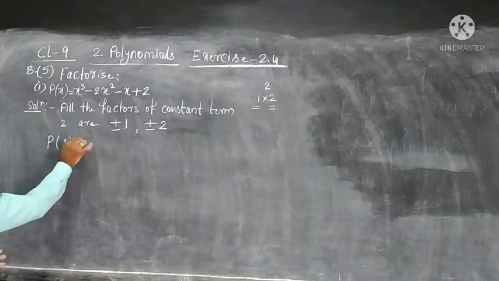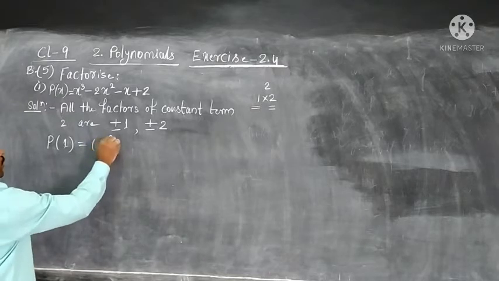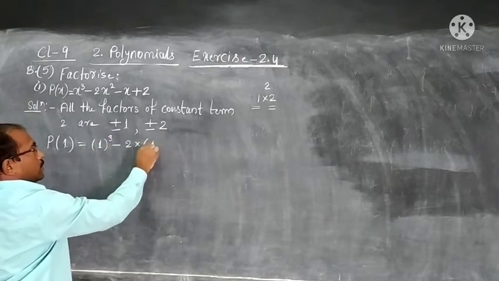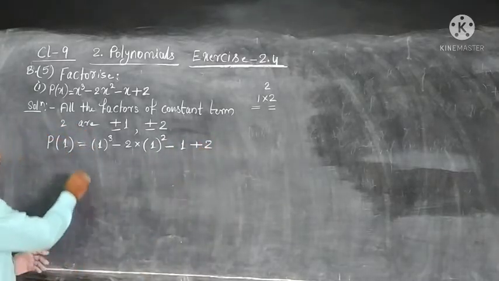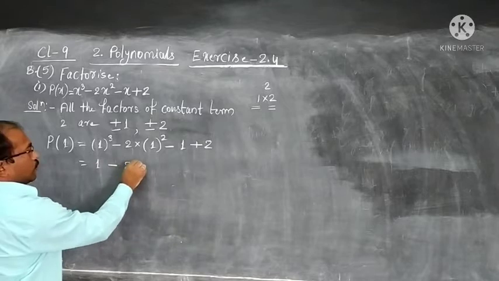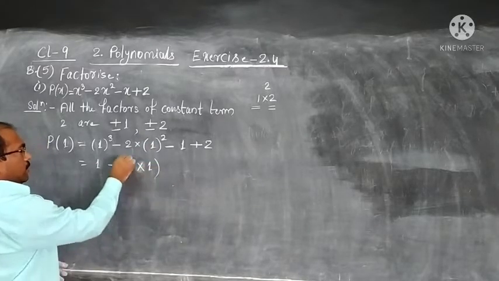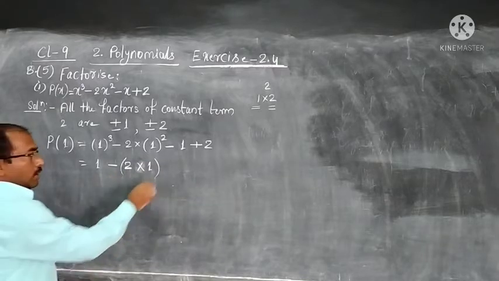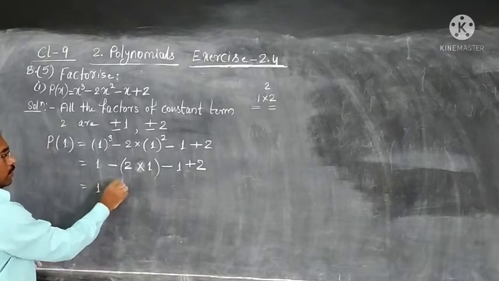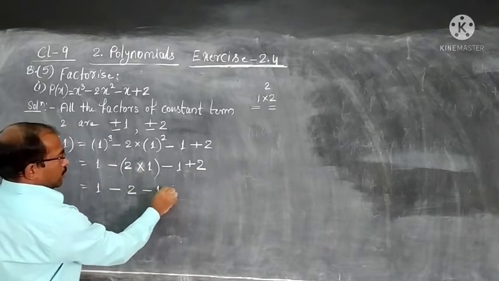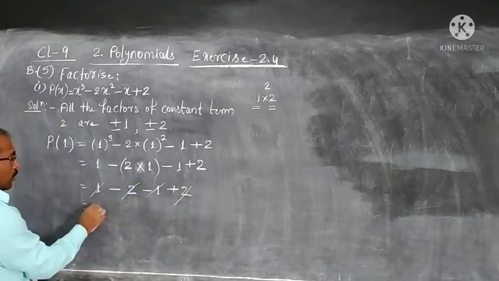So, that is P(1), first value we will use 1, plus 1. We will use it in the polynomial: 1 cube minus 2 into 1 square minus x, that is 1, and 2. 1 cube is 1, minus 2 into 1 square, 1 only, no need to write also, if you wish to write you write 2 into 1 square, 1 minus 1 plus 2. So, one more step we need to simplify, then 1, 2 ones are 2, minus 1 plus 2, and what we see, plus 2 minus 2 will be 0, plus 1 minus 1 will be 0.